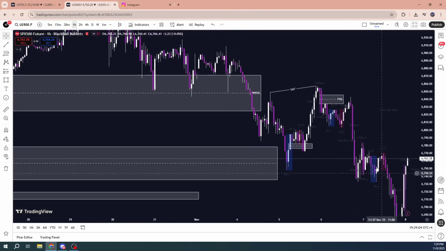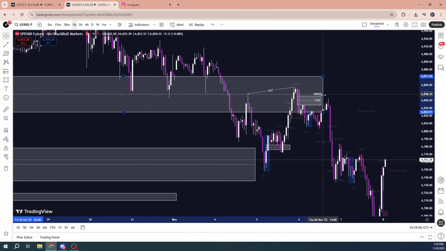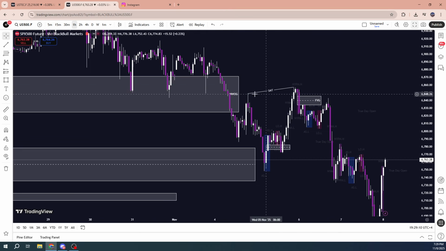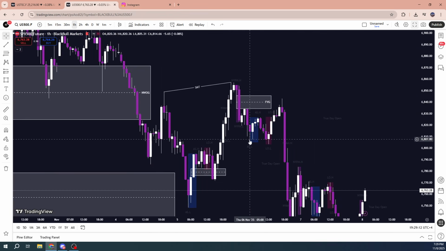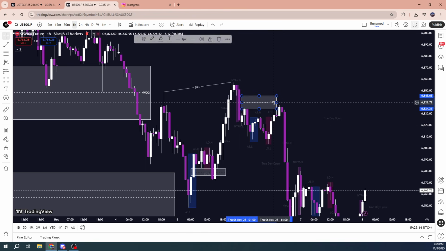So here, price retraced into the new week opening gap, which is our point of interest. I was expecting sells. We have SMT on the highs, and here we caught the move. Price retraced into the fair value gap, as you can see right here. And then what is my next step?